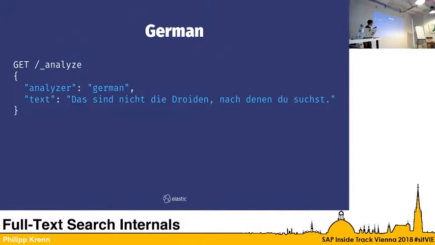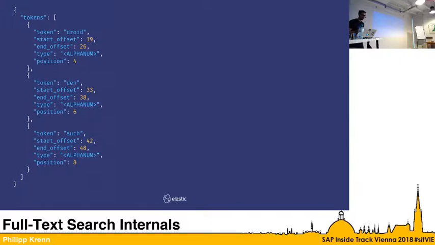So, this should be the right sentence for German. I hope most of you speak German, but I think you do. So what will remain if I analyze that sentence? Any guesses? Yeah, in German it is Droid den Such. That's what remains here after stemming. So this would stay in the index.